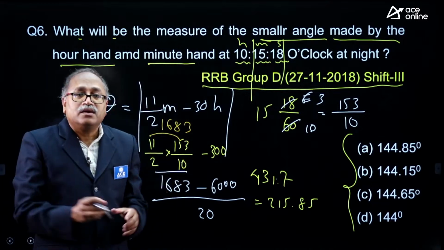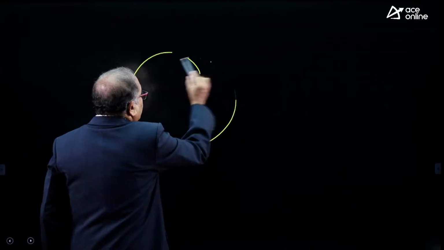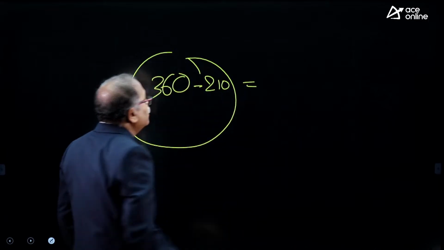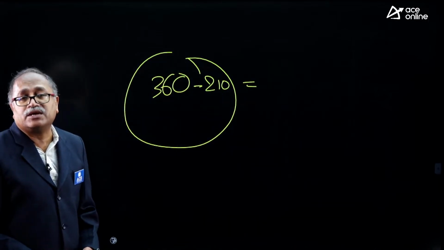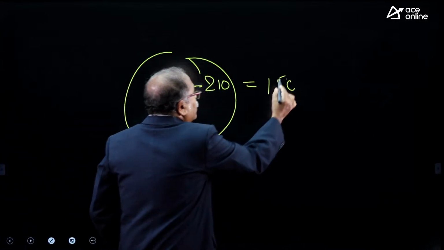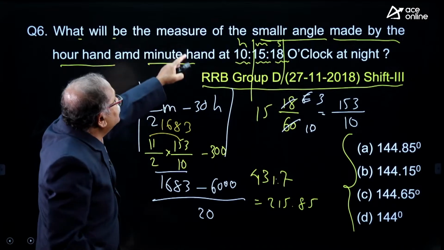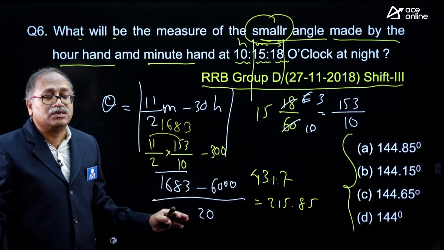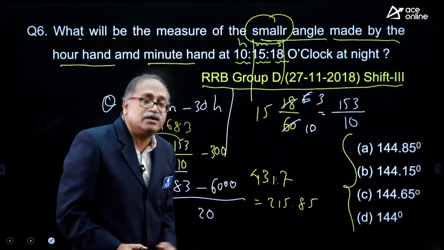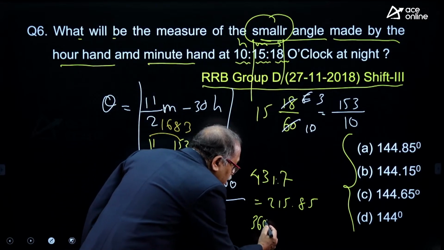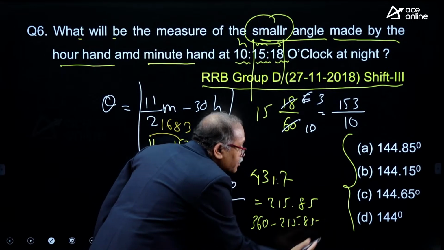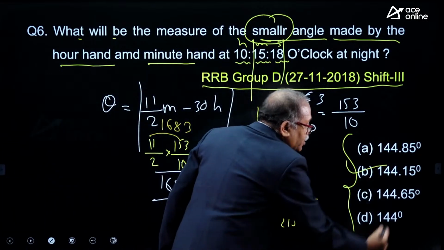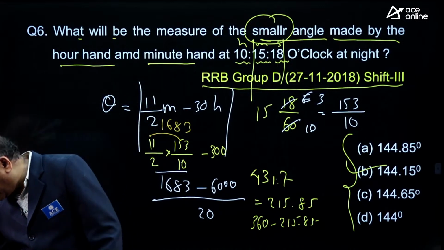Now the overall angle is 360. If the larger angle is 210, the smaller angle will be 360 minus 210, that is 150, right? So look at the question here. It is asked to find the measurement of the smaller angle. I am sorry, I took some time to answer this question. So this is the bigger angle, more than 180. So what I need to do? 360 minus 215.85. What are you going to get here? Is it not 144.15? 144.15, option choice B.